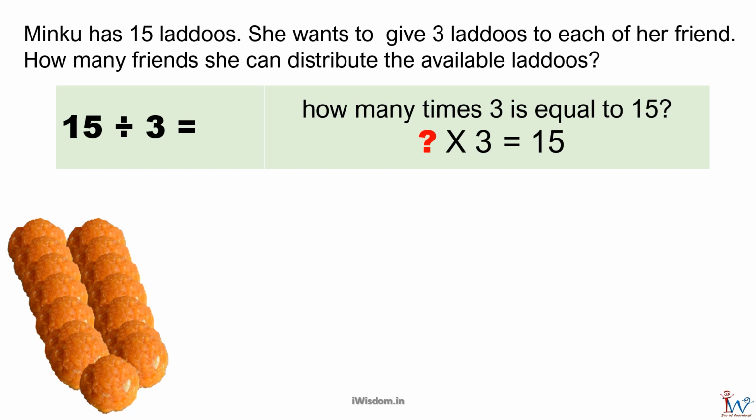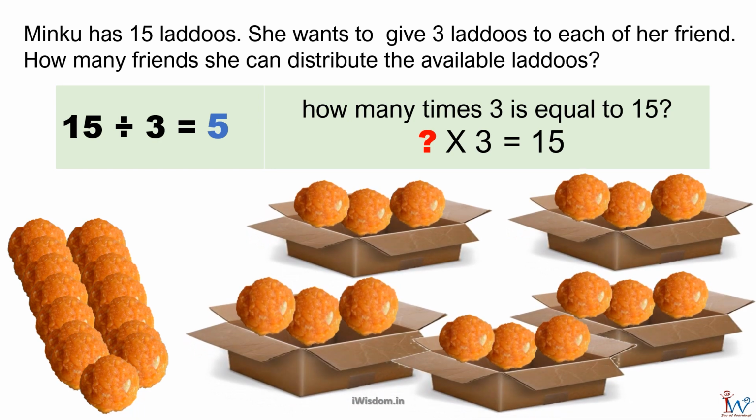We recall from multiplication table 5 times 3 is 15. 15 divided by 3 is equal to 5. So Minku can give laddus to 5 of her friends. Fantastic.